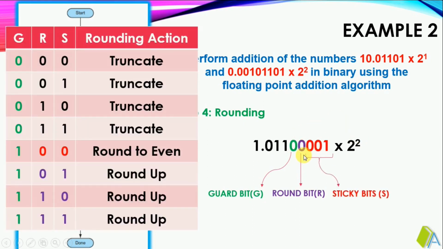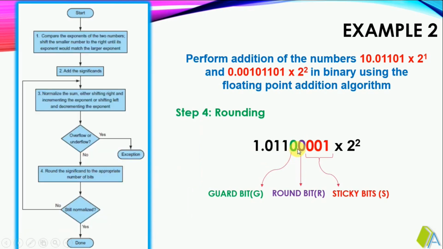Based on the rounding table, we have to look at the combined value of guard, round as well as sticky bits. Here according to the combination, my guard bit is 0. If my guard bit is 0, there is no need to consider round as well as sticky bits. I can truncate by keeping the required number of bits in the result. So my result will be 1.011 into 2 power 2.